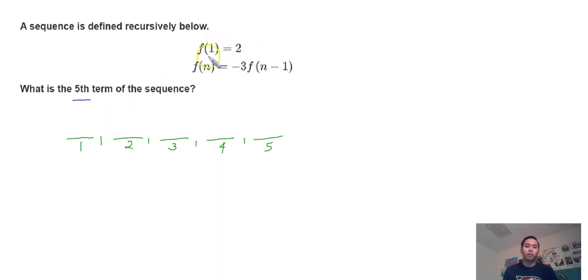The given first term, f sub 1, is 2. That is our first term. The first term has a value of 2. Now, using the recursive function, which is f sub n is equal to -3 times f of n minus 1, your n minus 1 here means this is the previous term.